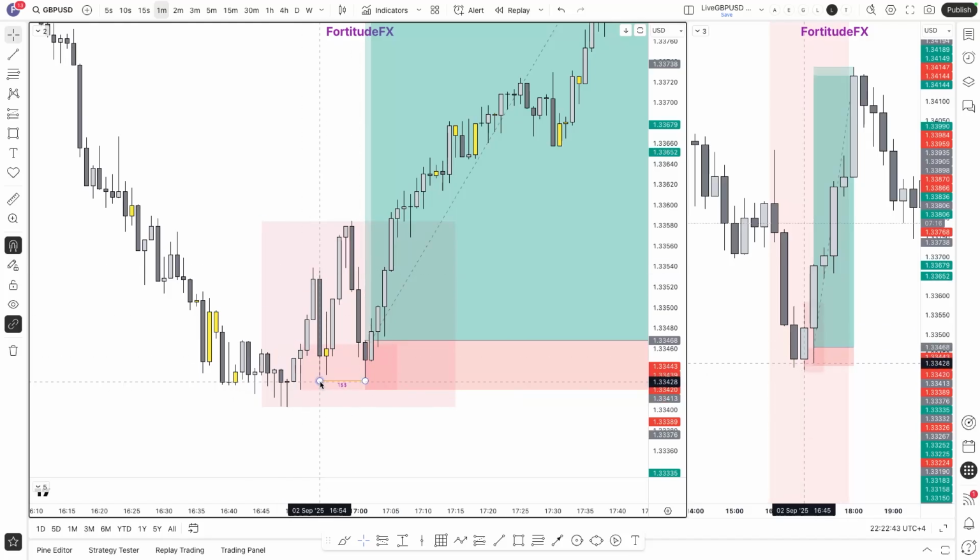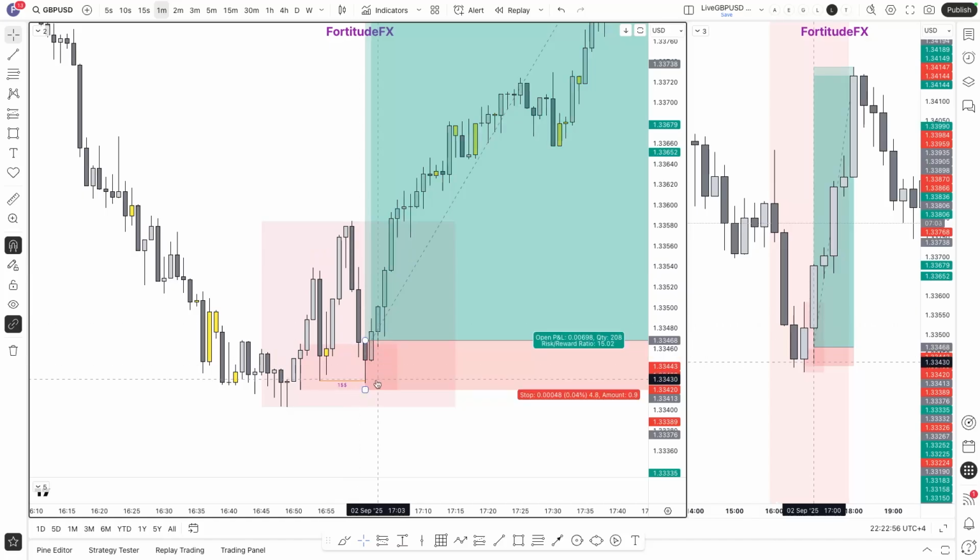Price went into it and quickly pushed away. Definitely orders sitting in the zone for sure. But it also gave me a nice liquidity point, right? So when it crossed this low, broke this high, this fractal high, and then it got swept.